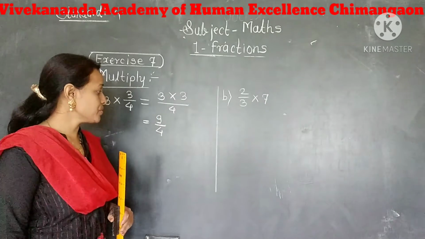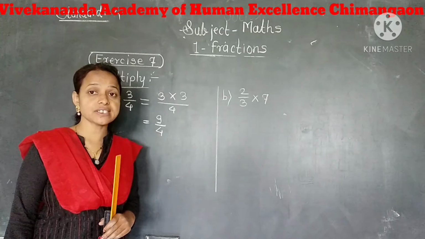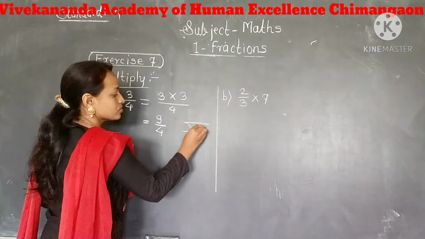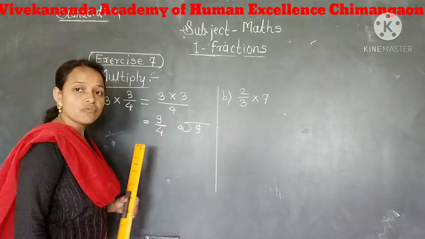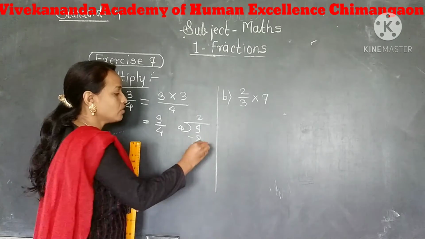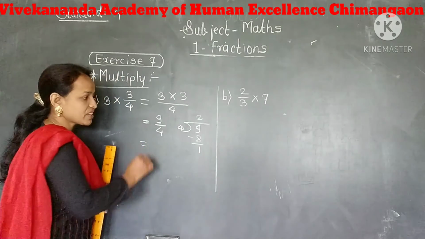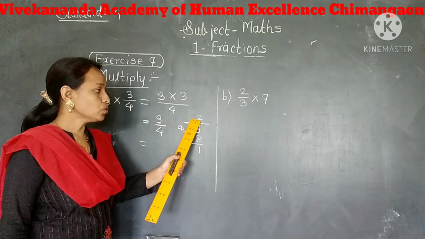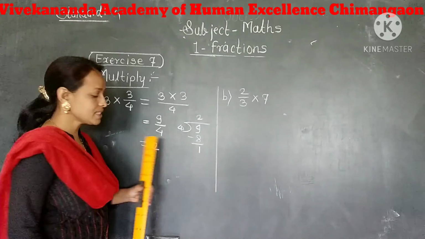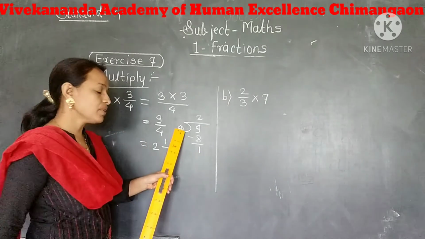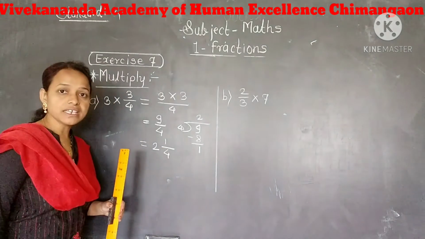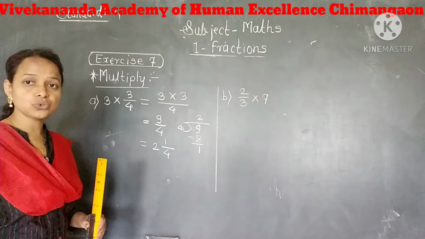Now we have to reduce 9 upon 4 into its lowest term. So we divide 9 by 4. 4 twos are 8. We get quotient 2 and remainder 1. So we write it as a mixed fraction: quotient 2 as the whole number, remainder 1 as the numerator, and divisor 4 as the denominator. So here we get its answer, 2 1 upon 4.